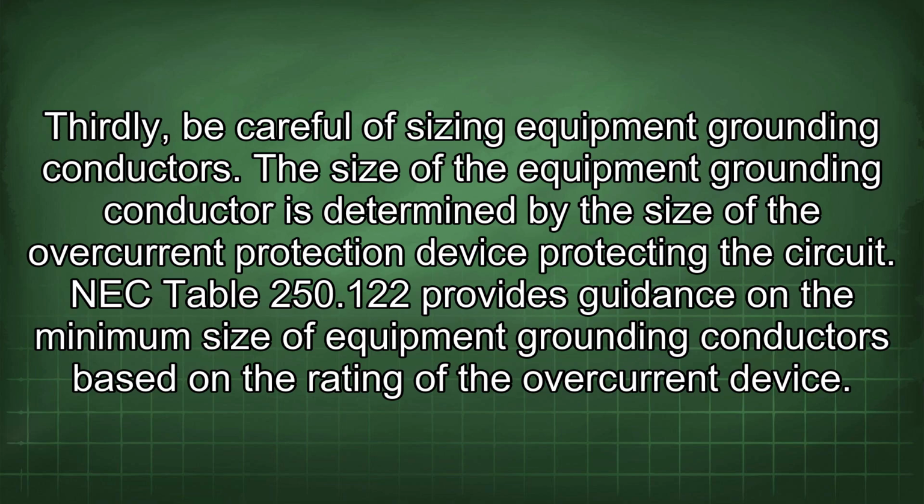Thirdly, be careful of sizing equipment grounding conductors. The size of the equipment grounding conductor is determined by the size of the overcurrent protection device protecting the circuit. NEC Table 250.122 provides guidance on the minimum size of equipment grounding conductors based on the rating of the overcurrent device.